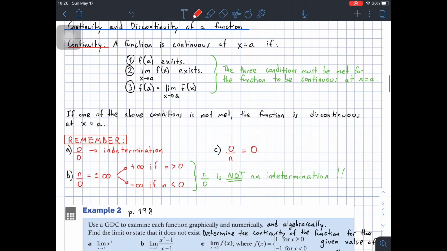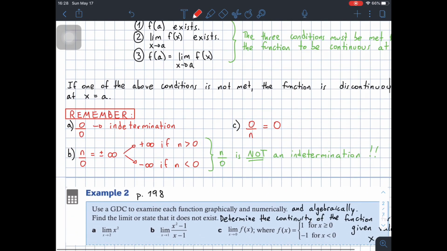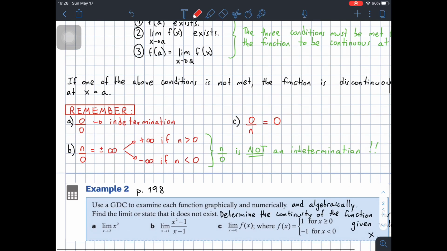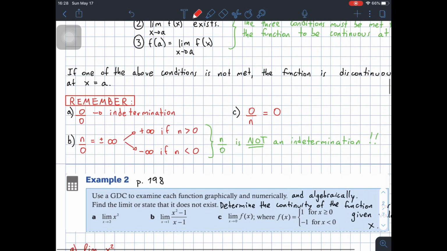One last thing before we get into the examples. These are some things you need to remember. Whenever you see 0 over 0, this is called an indetermination. There's no actual solution for this. The only thing we can do is try to solve for the indetermination, which is done by applying factoring cases, which we're going to see again in the examples later on. But if you try putting this in your calculator, you should get math error, and there's no actual value for 0 divided by 0.